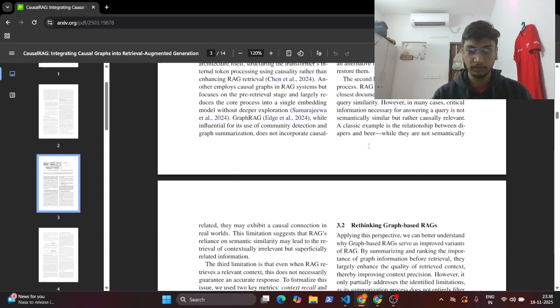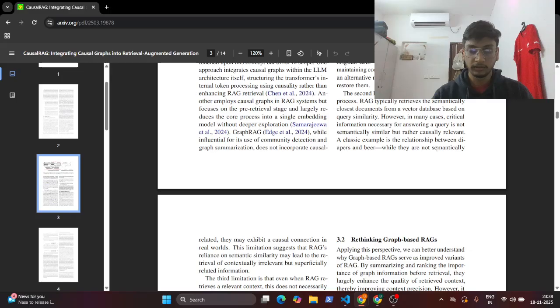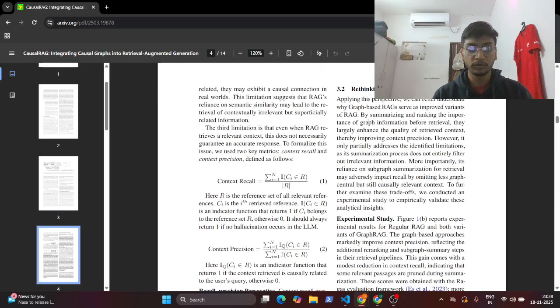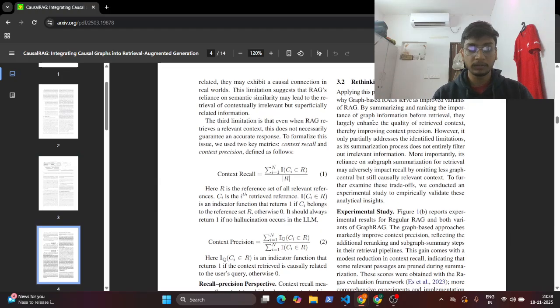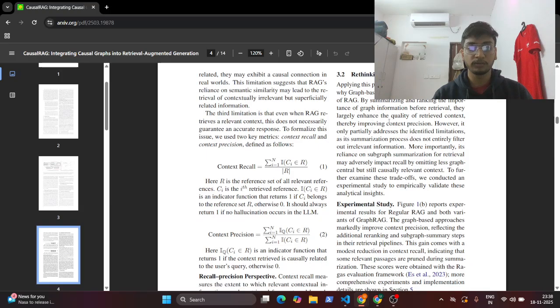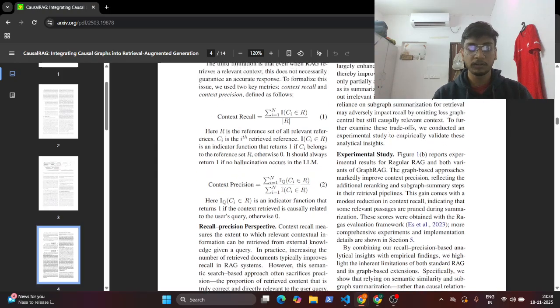Second, semantic retrieval bias. Retrieval relies solely on semantic similarity. This often retrieves information that is related to the query but is not on the causal path, leading to noise. And third is low precision. Regular RAG typically excels at context recall, fetching many documents, but suffers from low context precision, meaning the retrieved context is polluted with irrelevant chunks, confusing the LLM.